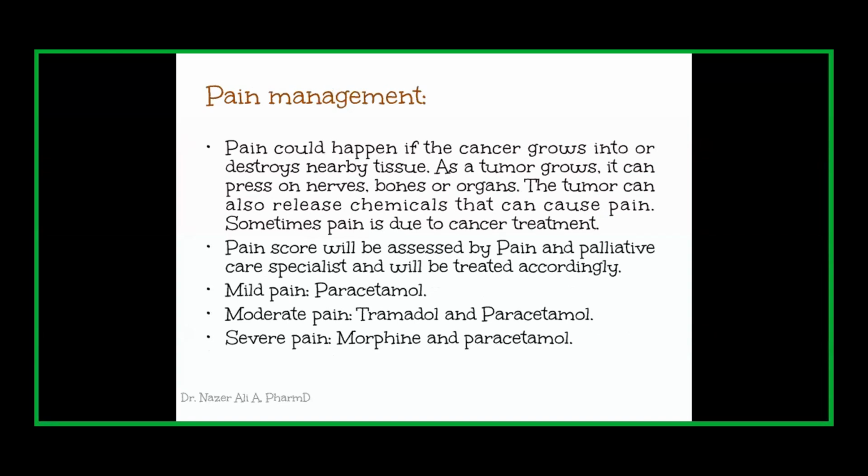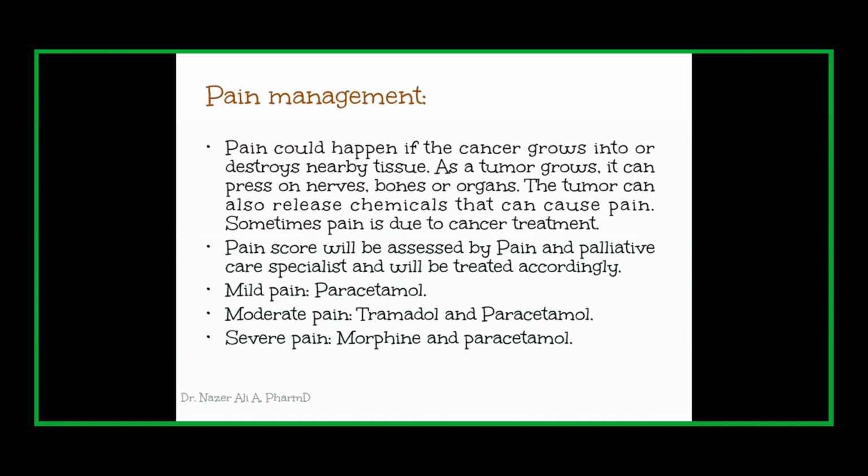Because the cancer may grow into the nearby tissue, or followed by surgery, the patient may experience pain, especially in bone cancer like osteosarcoma, Ewing sarcoma, and all. The patient will not be able to walk. They will feel severe pain. Okay. So as the tumor grows, it can also put a pressure on the nerves and the bones or organs.